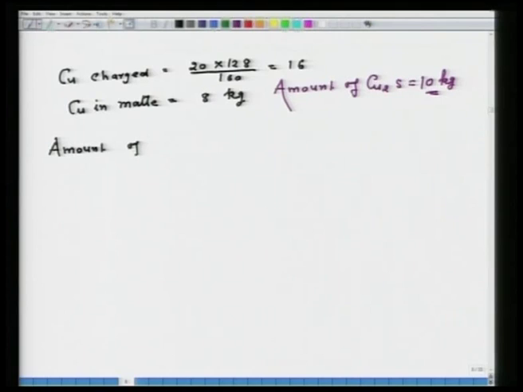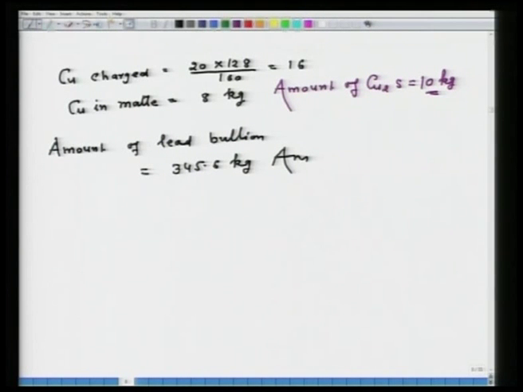Amount of lead bullion, so that will be consisting of lead plus copper. So, this will be equal to 345.6 kg, that is the amount of lead bullion. You can just sum total lead and the copper which is entering into the bullion.